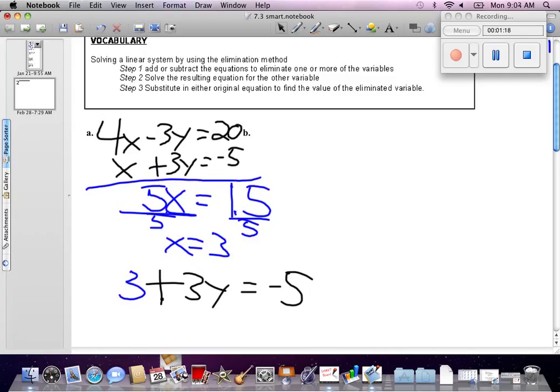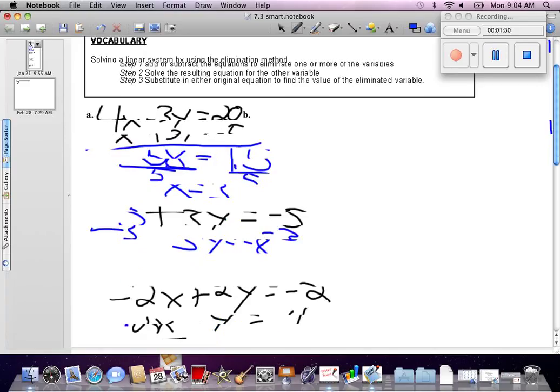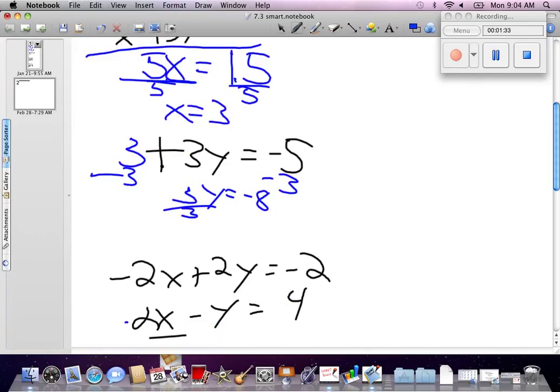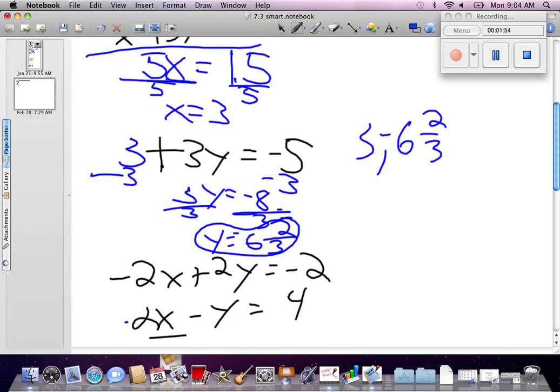So now I'm going to solve for y. I'm going to subtract 3 from each side. And I'm going to get 3y equals negative 8. And then I'm going to divide both sides by 3. And I get y equals, 3 goes into 8, 2 times with 2/3 left over. Okay, so my answer is 3, negative 6 and 2/3.